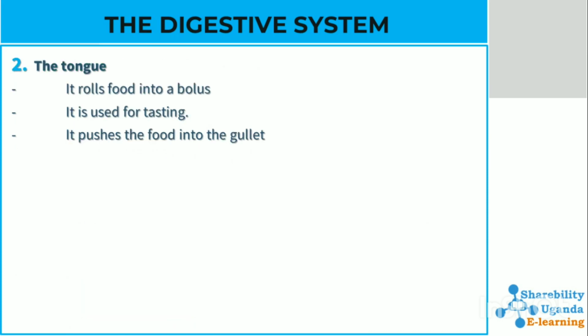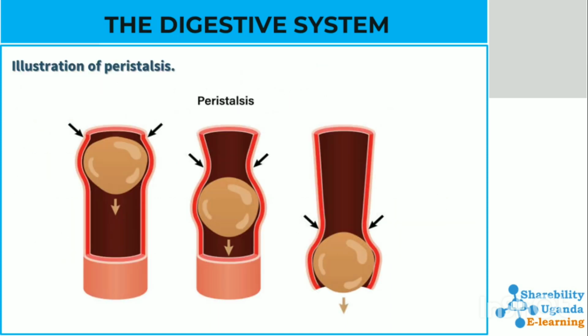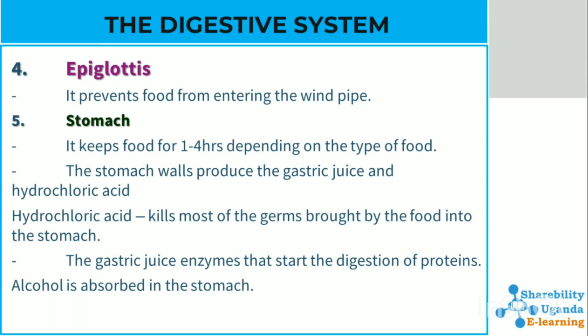We have the tongue, which rolls food into a bolus form, which can be easily swallowed into the gut. It is used for tasting and pushes the food into the gullet. The gullet or esophagus leads food from the mouth to the stomach. Food is passed through the gullet by the process called peristalsis. The diagram illustrates how peristalsis works, and how food is pushed through the gullet. We have another part which is the epiglottis. It prevents food from entering into the windpipe, or it prevents choking.